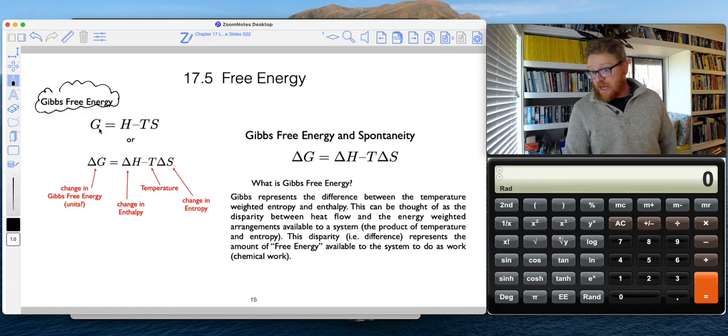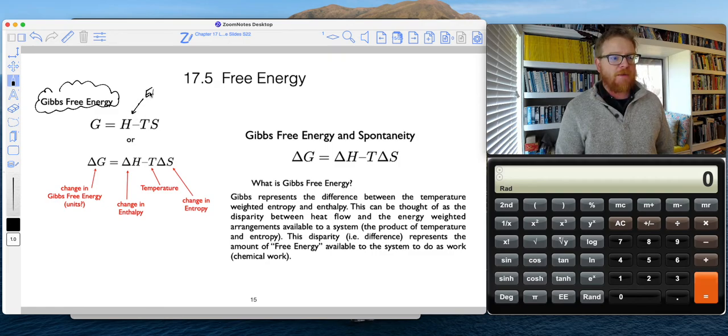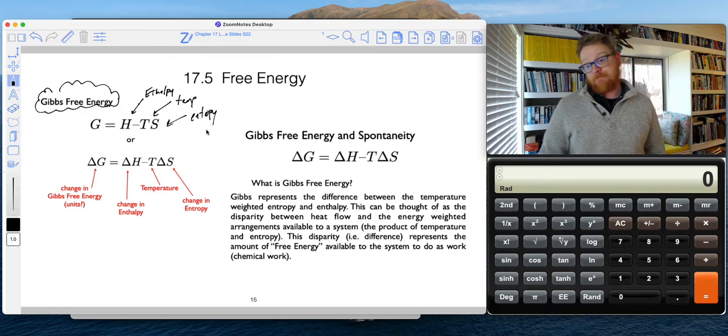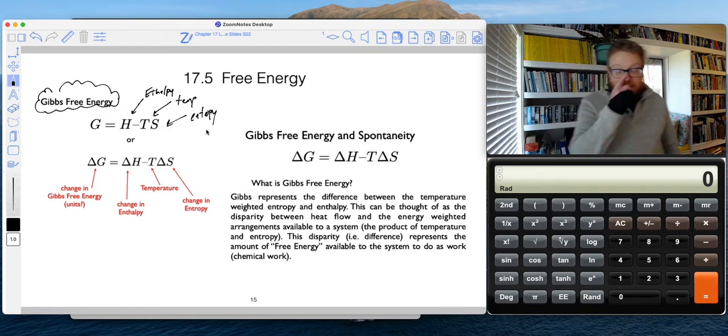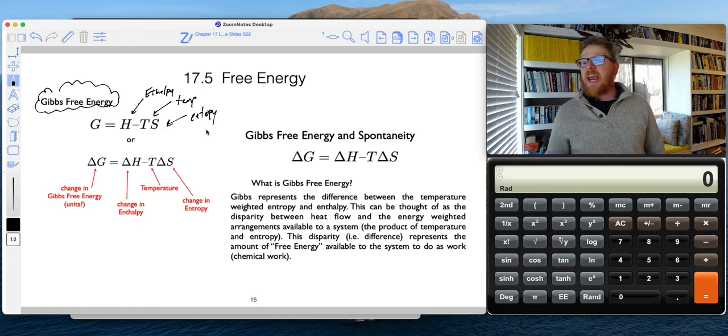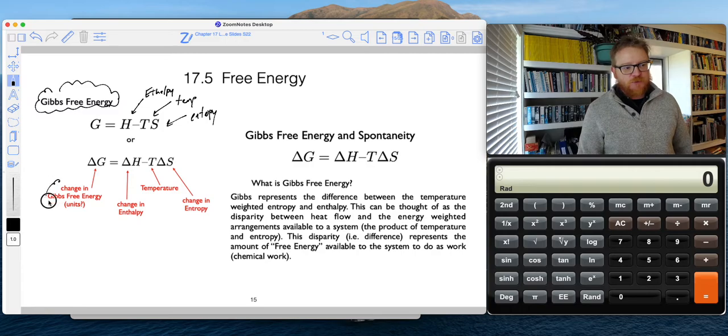So we use G for Gibbs free energy. And by definition, so this is like our exact definition of Gibbs, it is H minus T times S. Okay, so that is enthalpy minus temperature times entropy.